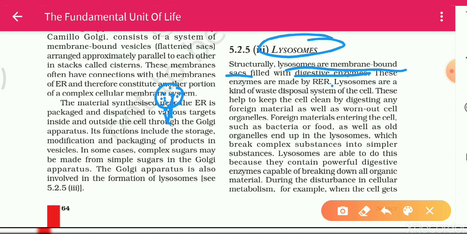Students, lysosome is called the suicidal bag also, and it is also called the waste disposal system of the cell. Why is it called the waste disposal system of the cells? Because it works like a scavenger. Okay, if any foreign particles enter, or if any cell bursts inside it, the function of this lysosome is to eat up or clean this. That's why it is called the waste disposal system of the cells.